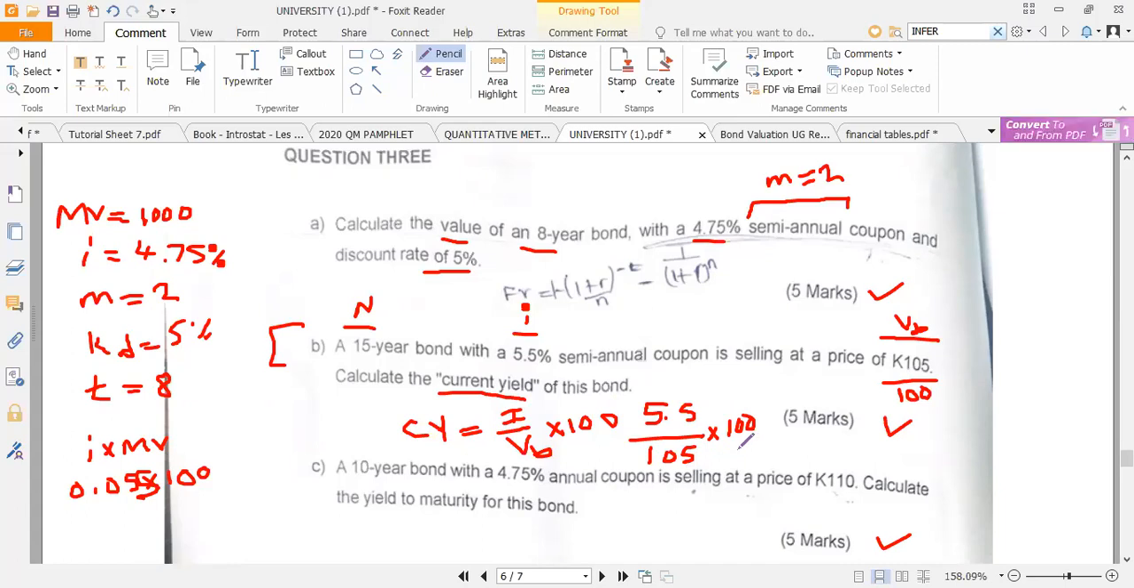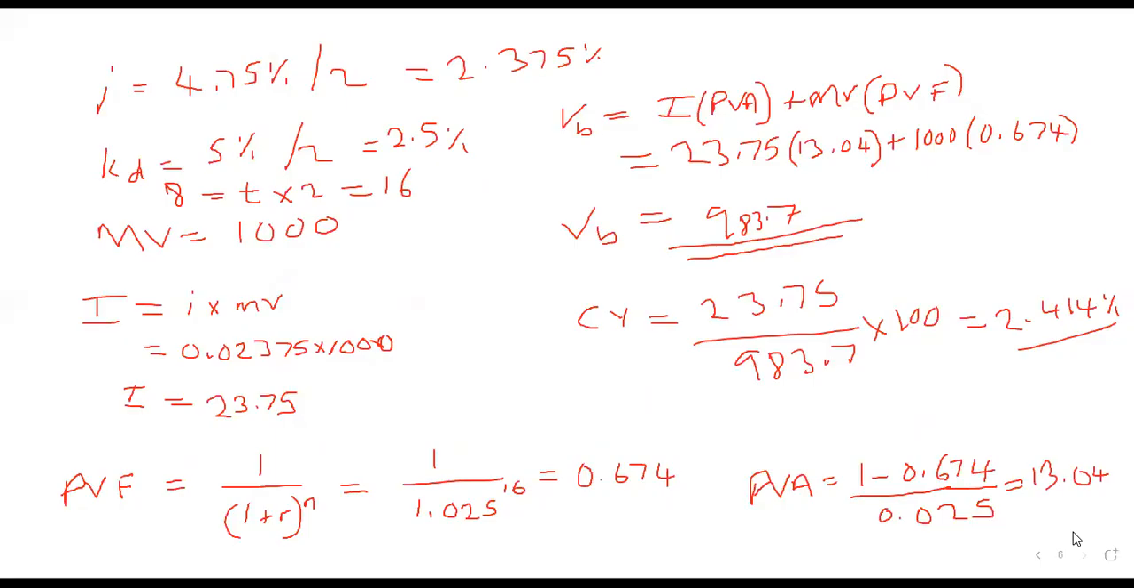Okay, I'm a little bit behind. It's saying semi-annual, so are we not going to divide by 2? You're right. I forgot something. Thank you. So it's a semi-annual bond. So our M is 2. I, 5.5. So meaning divided by 2, or I becomes what? 2.75. Which is 0.0275.